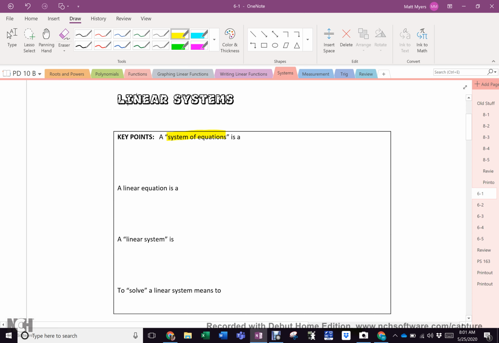A system of equations. Now, that's a new sounding thing, and it sounds a little scary, but it's not, of course. A system of equations is a group of at least, and please understand it's at least, two equations which may share a solution. All right, so that's the first thing you have to know, what a system is. If I have two equations, they may share a solution.